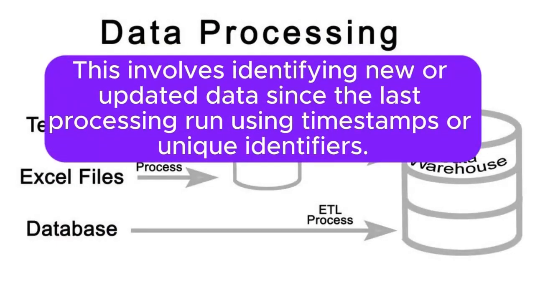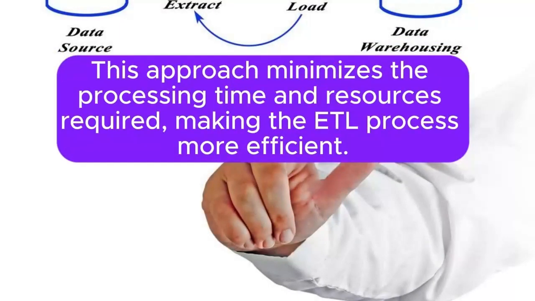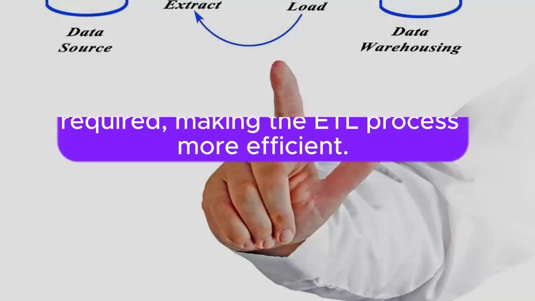This involves identifying new or updated data since the last processing run using timestamps or unique identifiers. By comparing this information during the transformation phase, only the changed or new data is processed. This approach minimizes the processing time and resources required, making the ETL process more efficient.